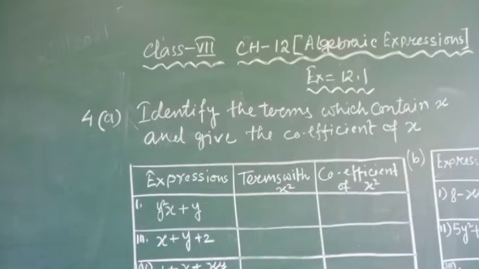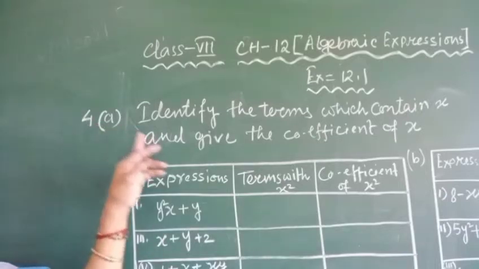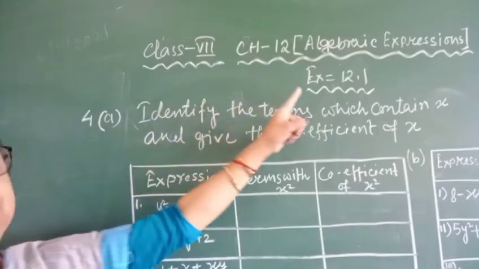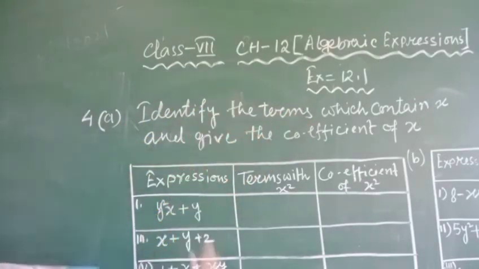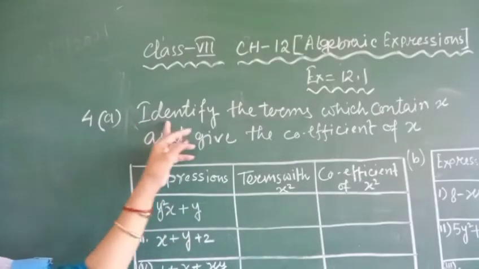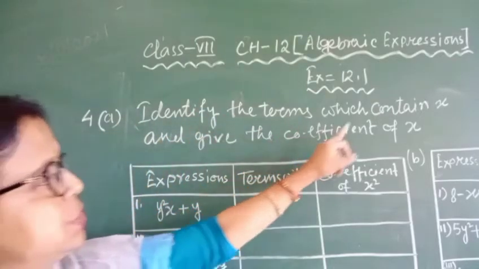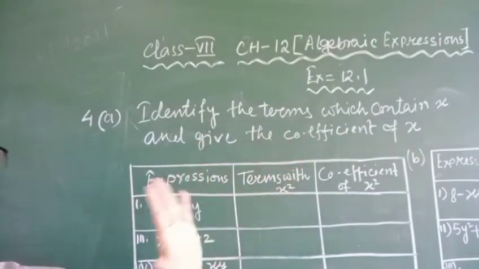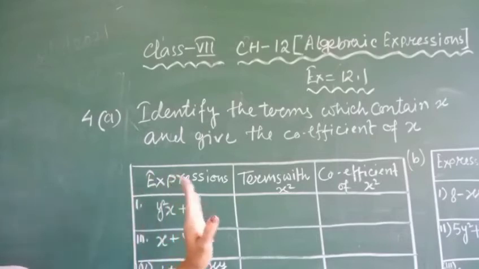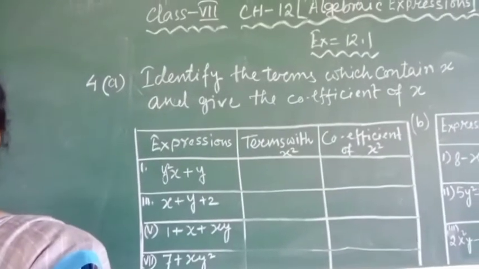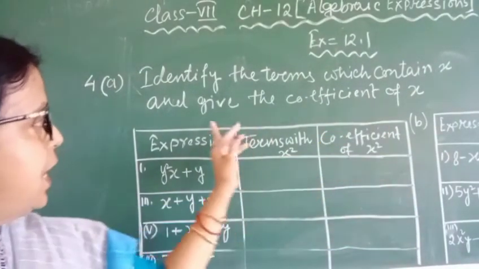Today we will do question number 4a, b and question number 5 from chapter 12 algebraic expression exercise 12.1. Identify question number 4a. Identify the terms which contain x and give the coefficient of x. Here we are not giving all the terms and all the coefficients. Here we are giving only the term which contains x according to the question, and the coefficient of x.